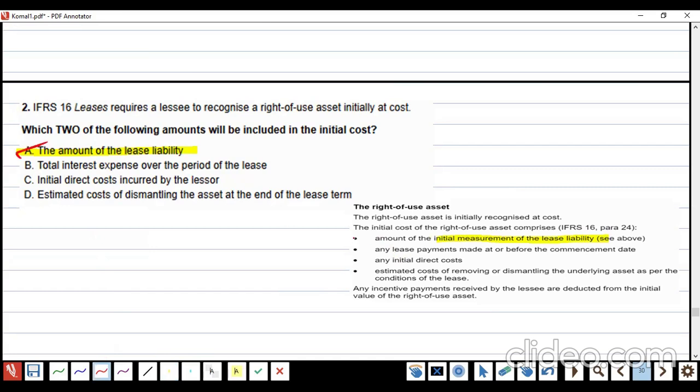Interest expense here? No. Initial direct cost incurred by lessor. No. This direct cost is by the lessee. We are talking about the lessee, so why should we take the lessor cost? Khalas. And D is right, yes, dismantling cost is here.